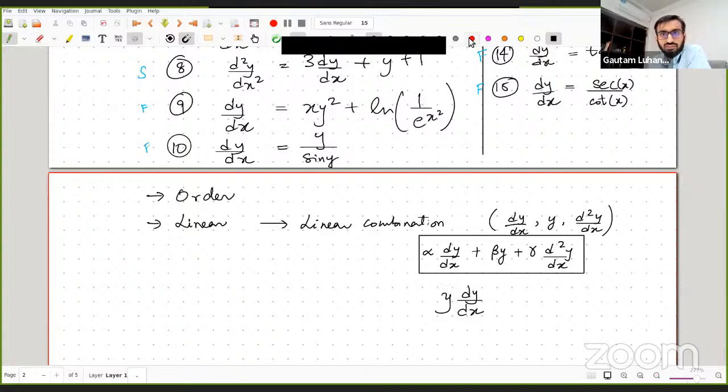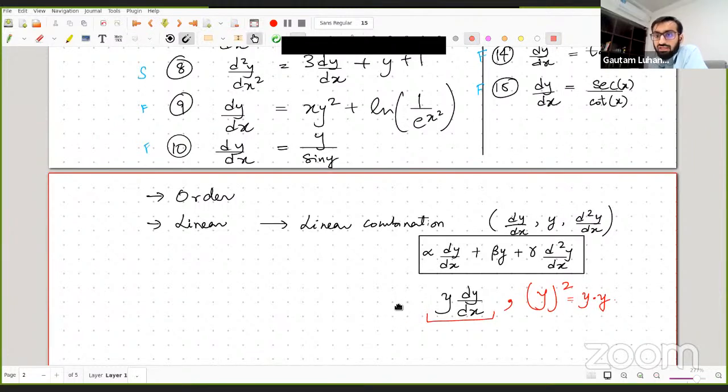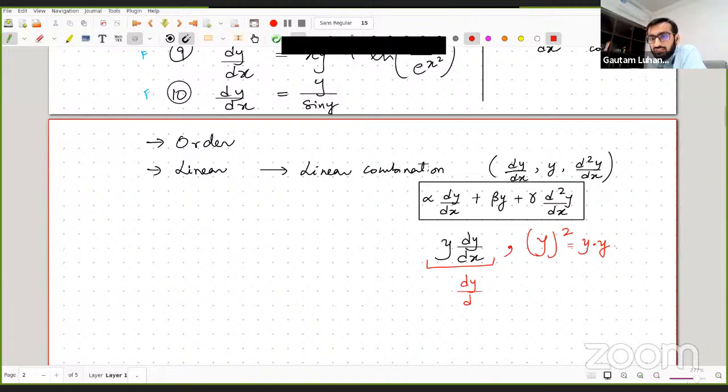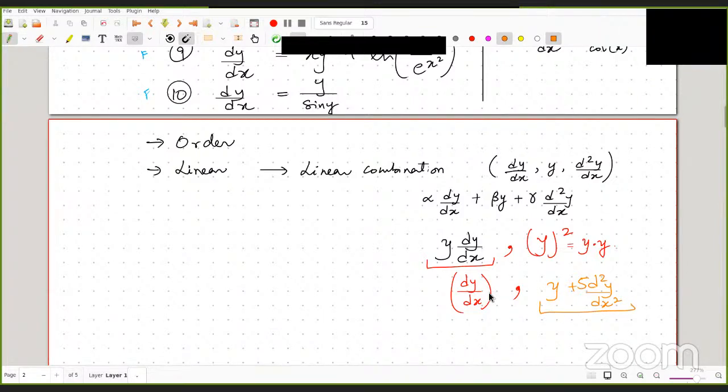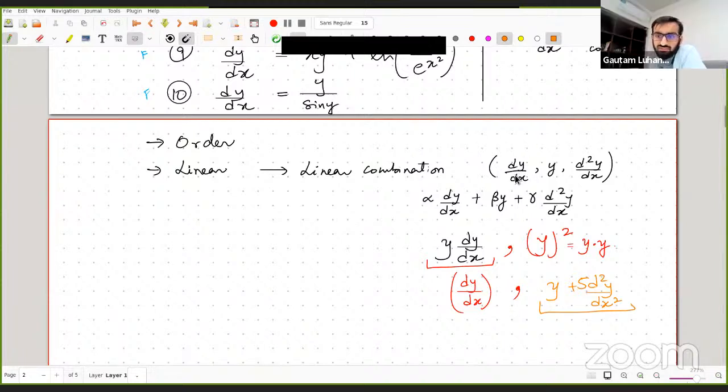So as another example, this is a non-linear case. If I had, let's say, y squared, that also makes it non-linear because y squared is essentially y times y. If I had something like dy by dx whole squared, even that's non-linear. If I had any of these three multiplying each other, that's non-linear. As an example, if I ask you what is y plus 5 times d squared y by dx squared, is this a linear combination or a non-linear combination? Linear. It's still linear. Well, you don't have dy by dx, but that's fine.